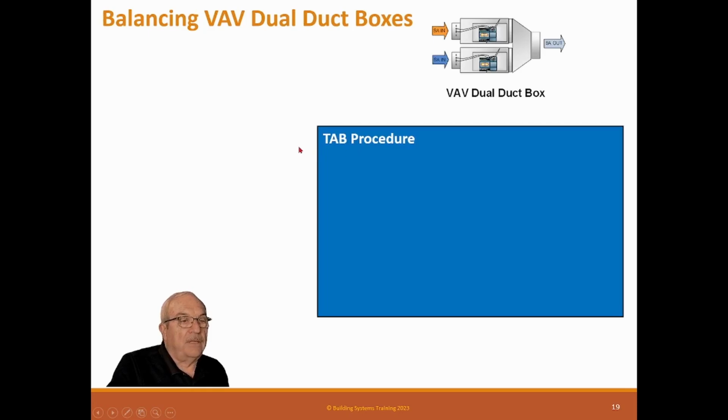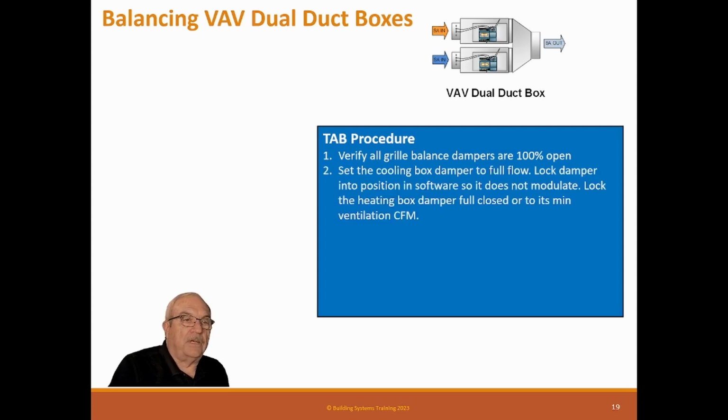So how do we balance one of these then? Okay. Verify all grill balance dampers are 100% open. I know you're getting tired of that. Set the cooling box damper to full flow. Lock the damper into position in software so it does not modulate. Lock the heating box damper full closed to its minimum ventilation CFM.